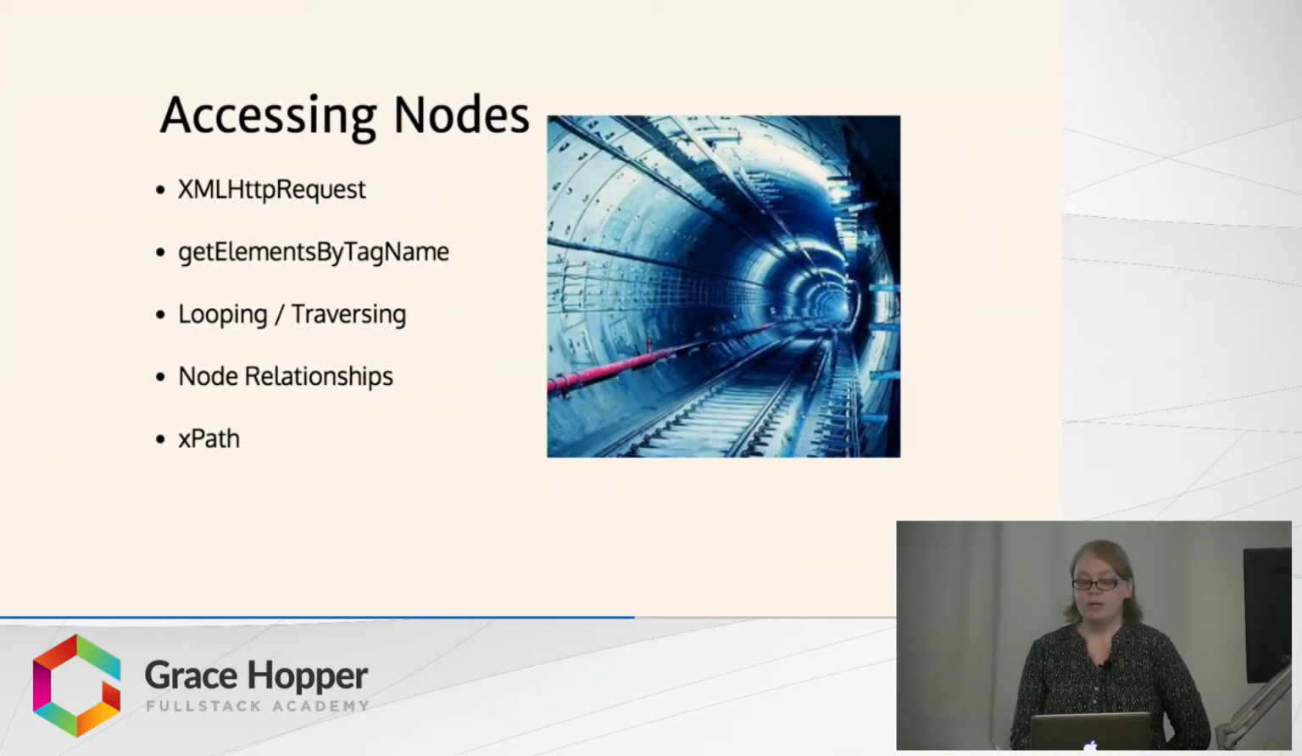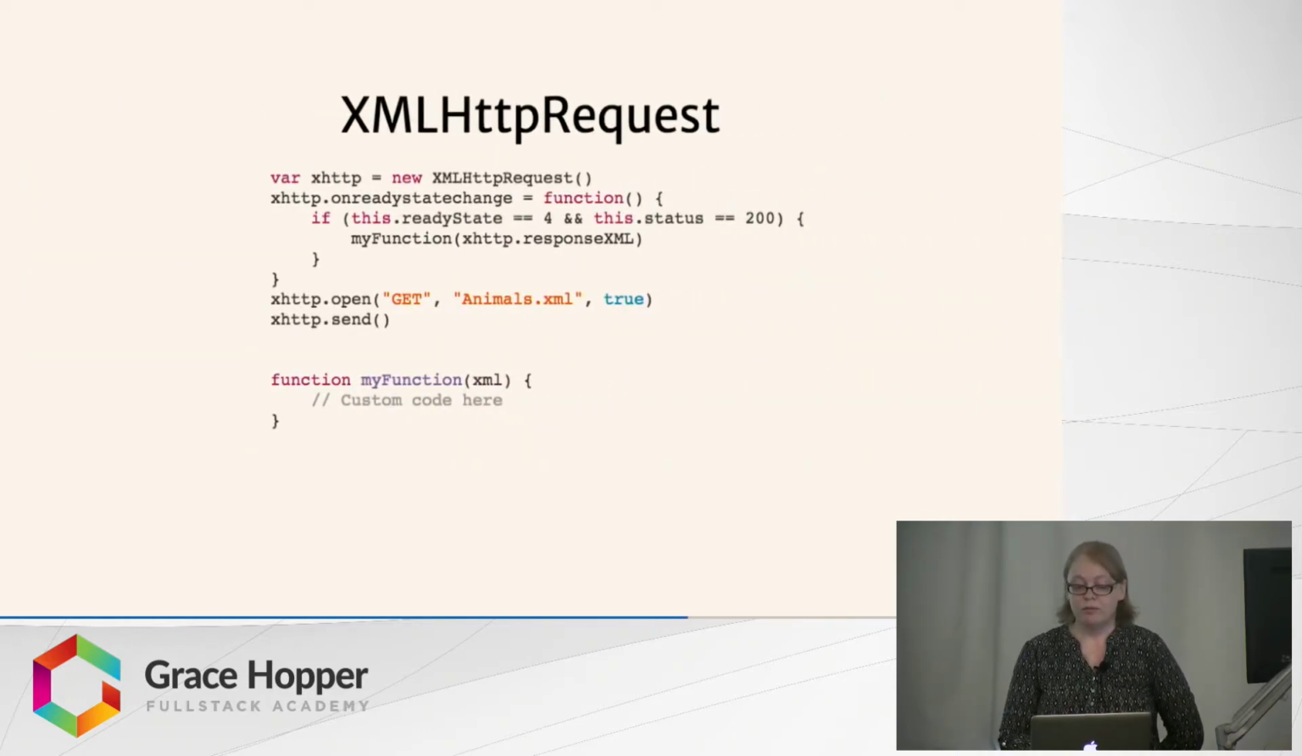So there are multiple ways to access nodes. The document is accessed through an XML HTTP request. Elements are accessed through the getElementsByTagName method, looping through the node tree using node relationships, or using XPath. So if you need to access the XML file separate from the console, the XML HTTP request API transfers data between a client and a server. It provides easy access to files for web applications. Despite the name, it can be used to retrieve any type of data, not just XML.